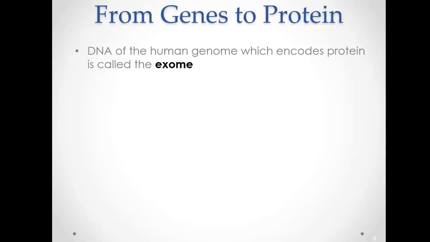All right, so the part of the human genome which encodes for proteins has a special name, and that name is the exome. Remember, your entire genome would be all of your DNA base pairs on all 46 chromosomes. But the part that we're going to be looking at today is just the exome. That's only the part that codes for proteins.